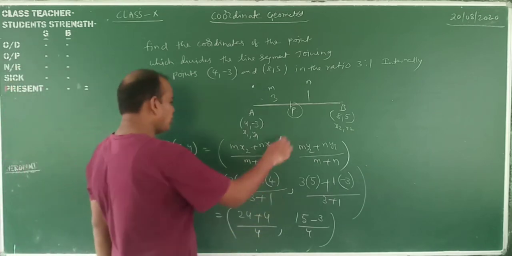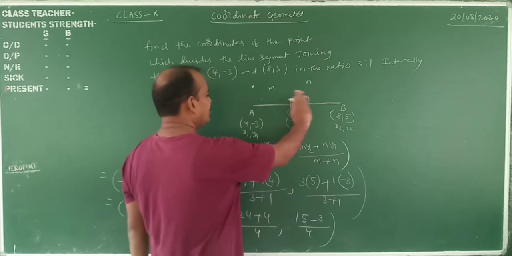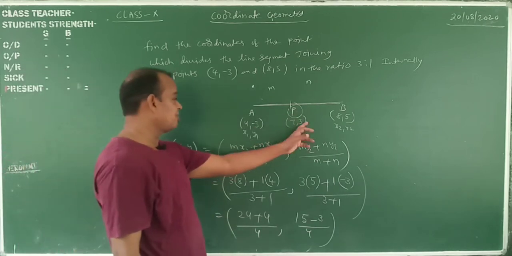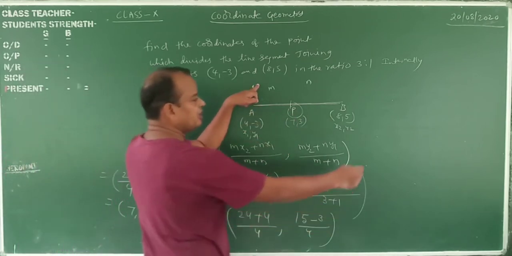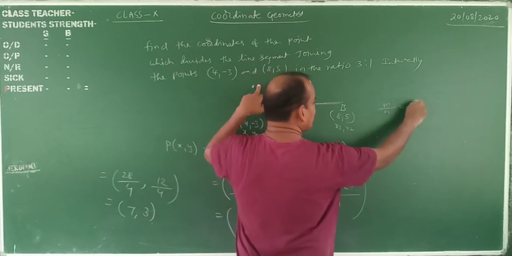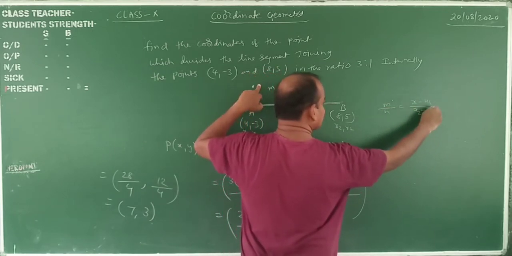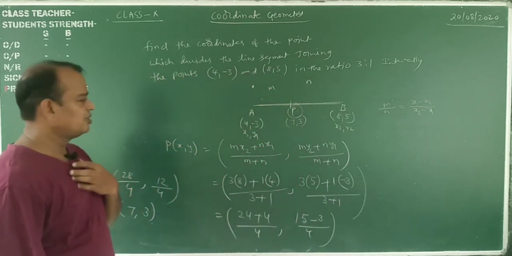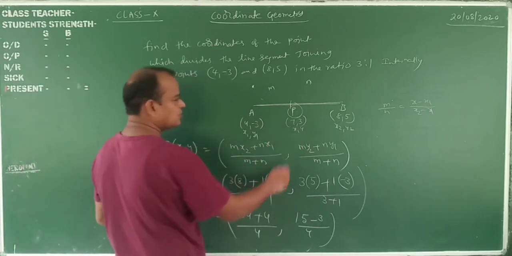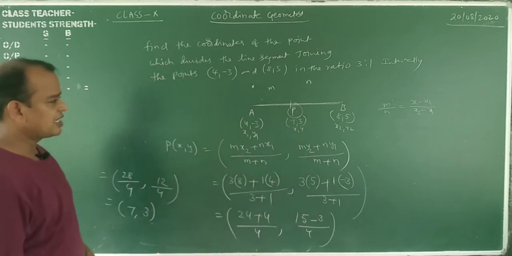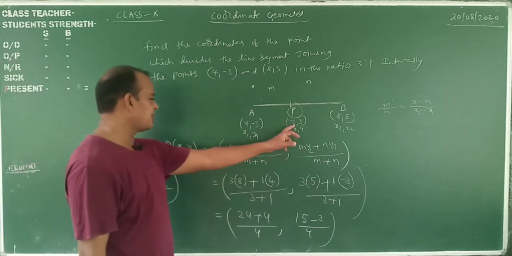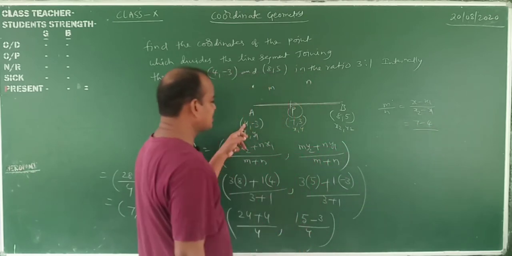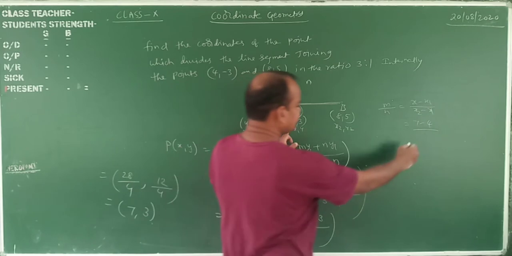Suppose this point is given and the ratio is not given. Find the ratio in which the point P (7, 3) divides the line segment. How to find the ratio m by n? m by n is equal to (x minus x1) by (x2 minus x). Say yes or no? This is x1 y1, this is x comma y. Substitute: 7 minus 4 by x2 minus x, 8 minus 7.